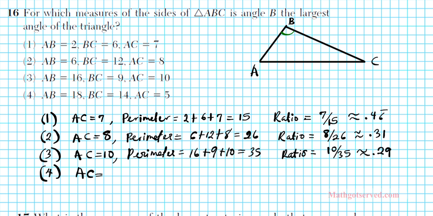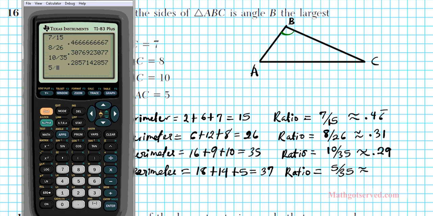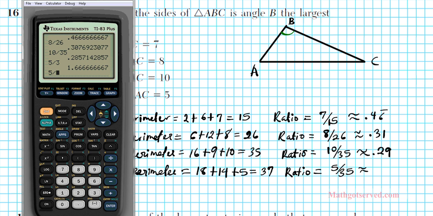AC is 5, and the perimeter of that triangle, where AC is 5, is, what is it? Let's see. Perimeter is 18 plus 14 plus 5, which is 37. So your ratio here of AC to the entire perimeter is 5 divided by 37. All right? So let's put that in a calculator and see what the answer is. 5 divided by 37, 0.14. All right, so 0.14.